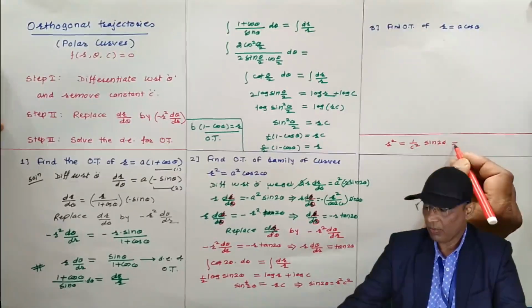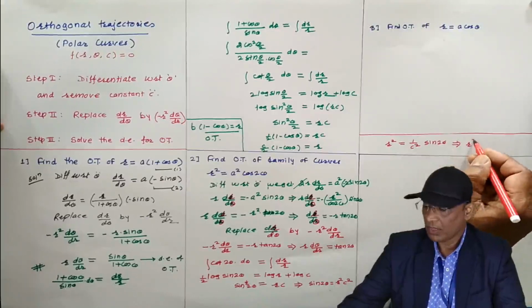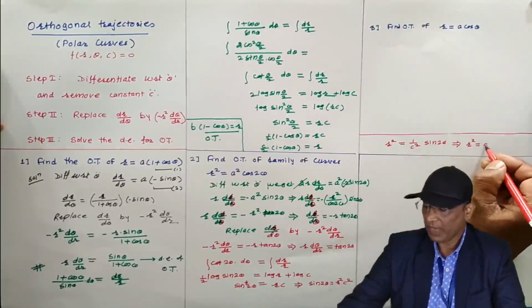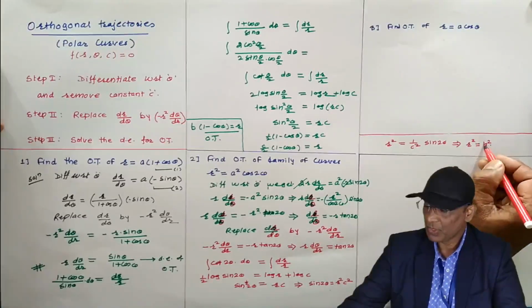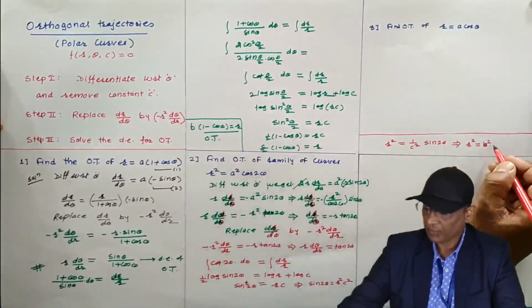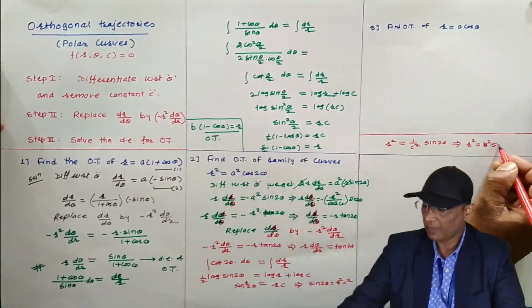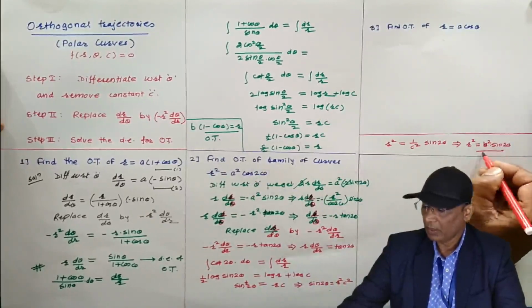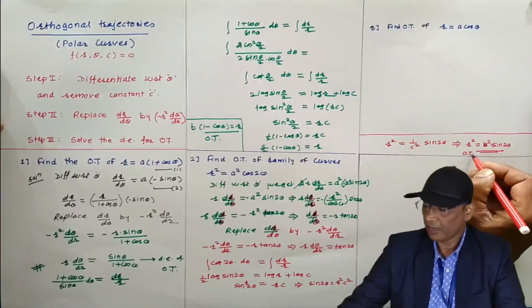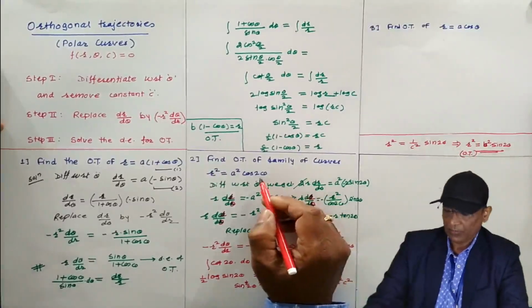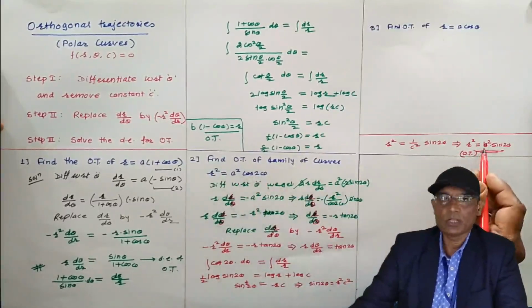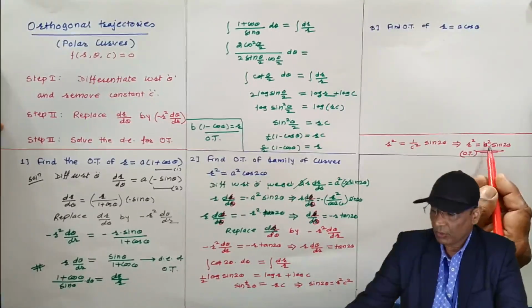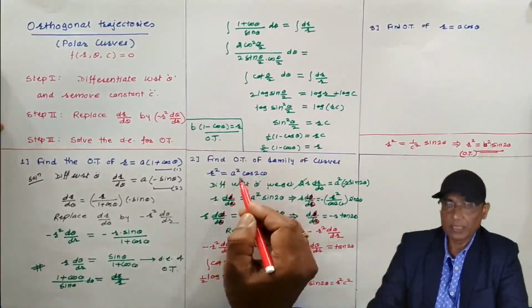Okay, and for convenience, this 1 by c square can be replaced by a square, or 1 by c square can be replaced by b square because a is already repeated here. b square sin 2θ. Now this is the orthogonal trajectory of this curve. So here see the difference. Here a square cos 2θ and here b square sin 2θ. If you find orthogonal trajectory of this, then you will be getting this answer.